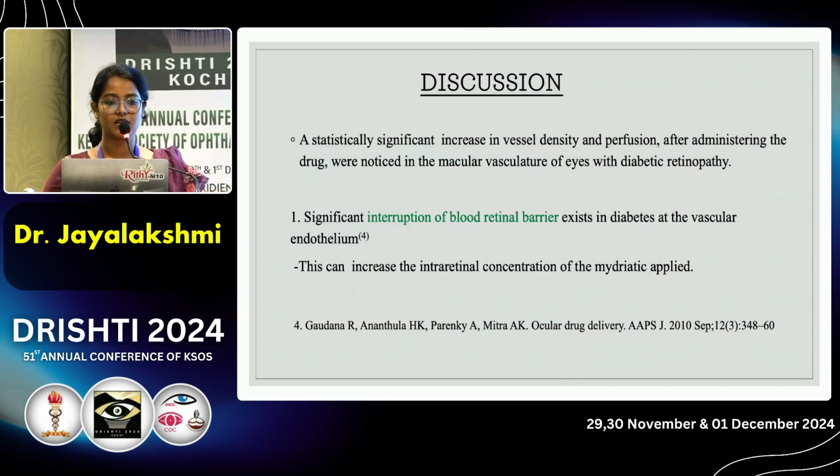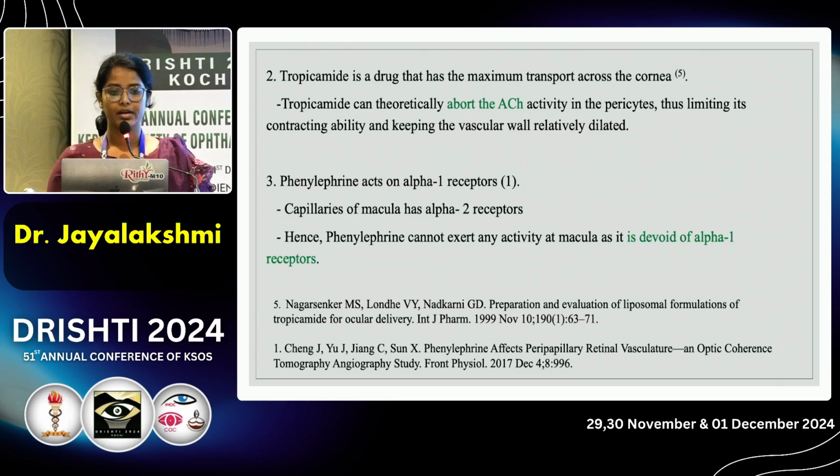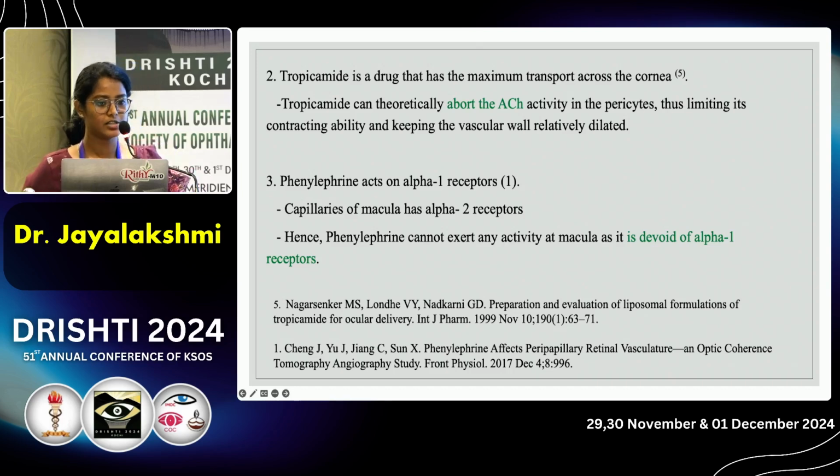Moving on to discussion, a statistically significant increase in vessel density and perfusion after administering the drug was noticed in the macular vasculature of eyes with diabetic retinopathy. Significant interruption of the blood retinal barrier occurs in diabetes at the vascular endothelium. This can increase the intraretinal concentration of the mydriatic that is applied. Tropicamide is a drug that has maximum transport across the cornea. It can theoretically abort acetylcholine activity in pericytes. Thus, it can limit the contracting ability of pericytes and keep the vascular wall relatively dilated.